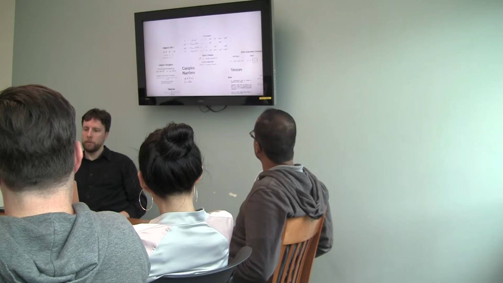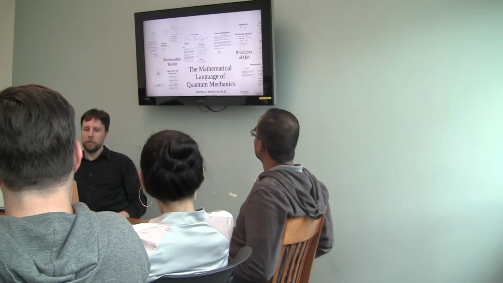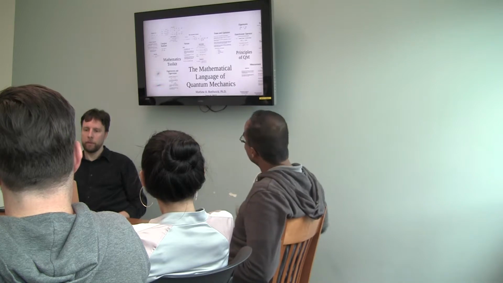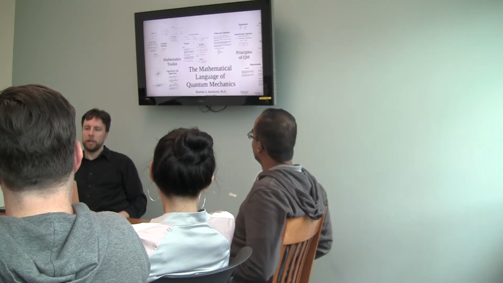So let's zoom out. We've talked about complex numbers. We've talked about Euler's formula for the complex exponentials. Let's talk now a little bit about vectors.